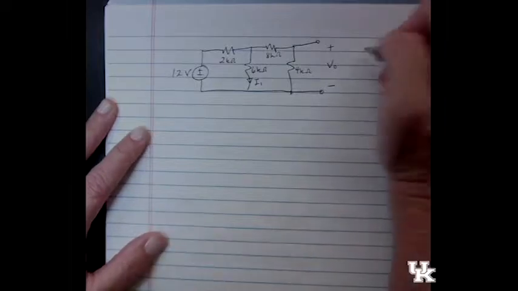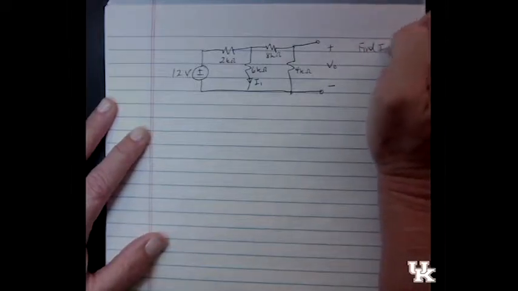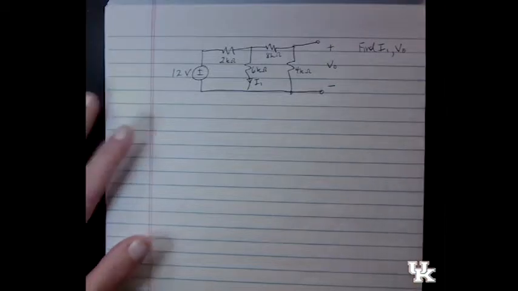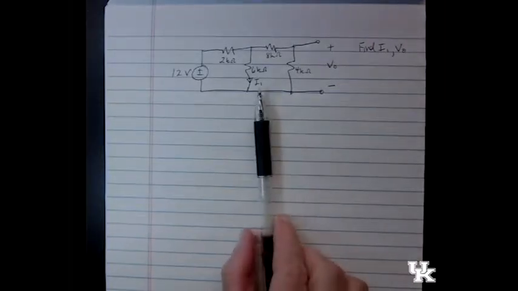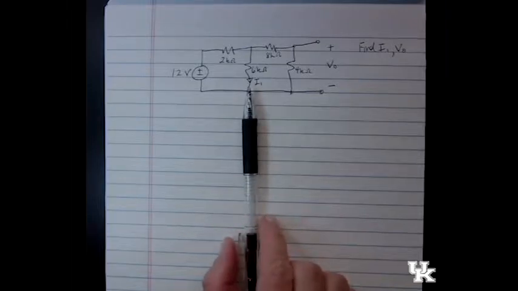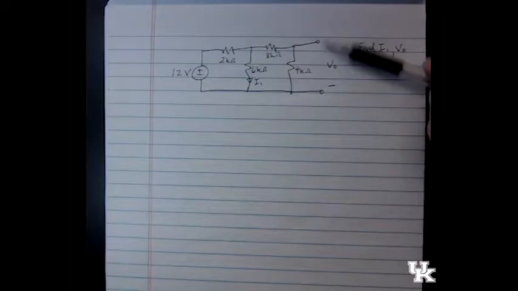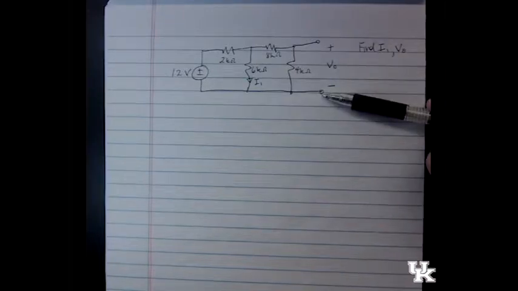All right, and they would want us to find I1 and V naught, V0. All right, so I1 we can understand. They want the current through this 6K resistor, through this branch. V naught is kind of dangling off here to the side.